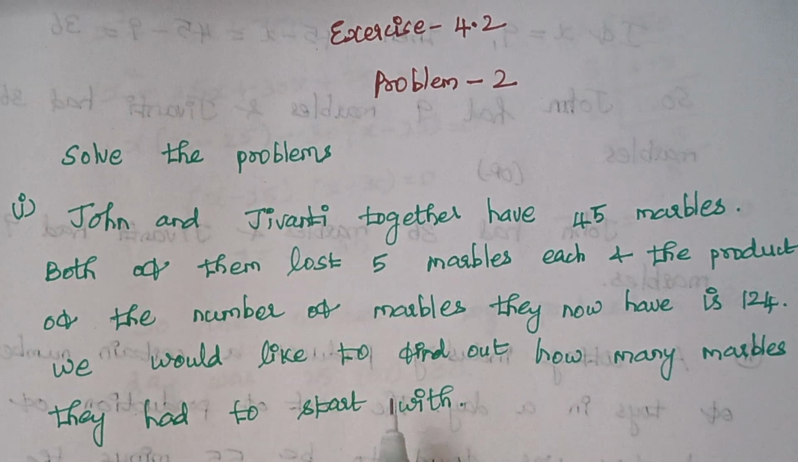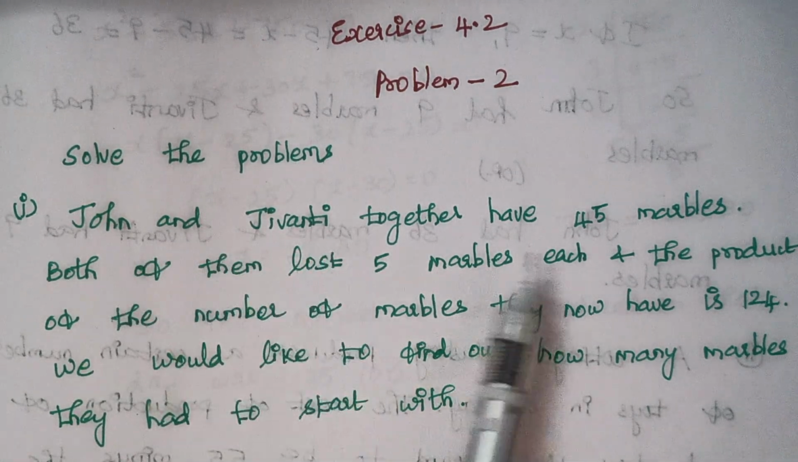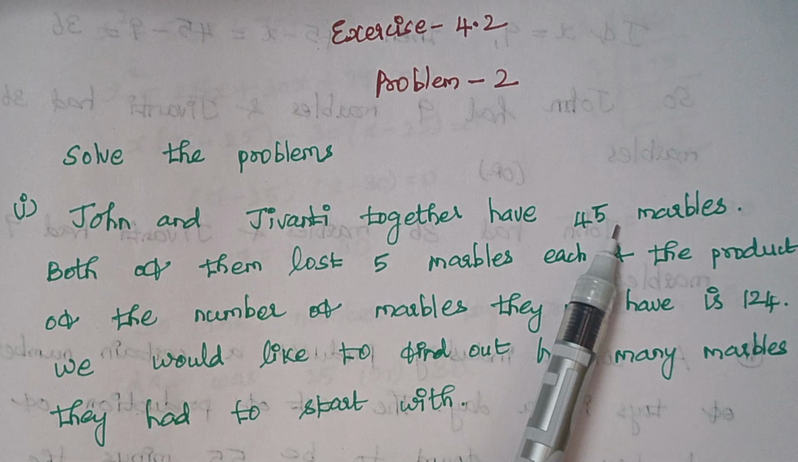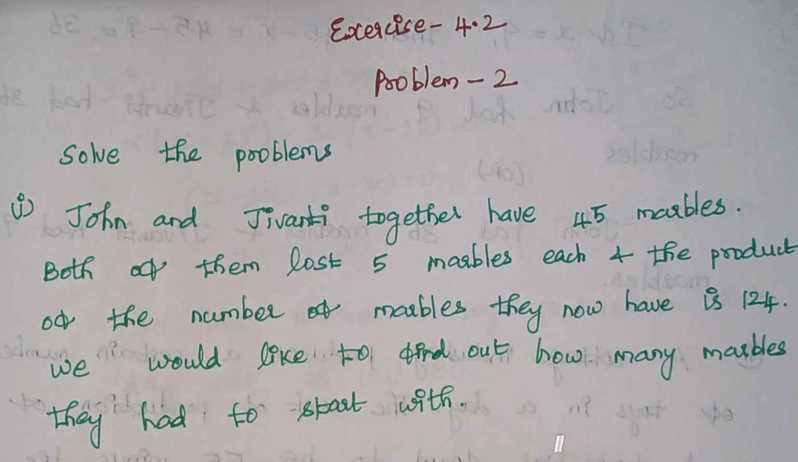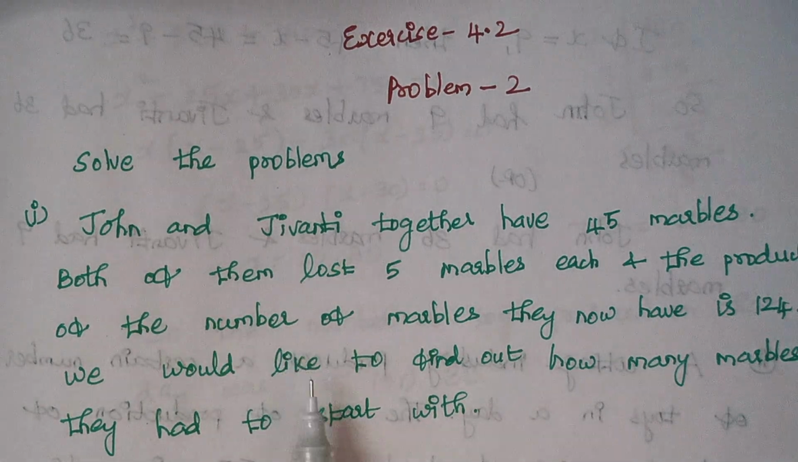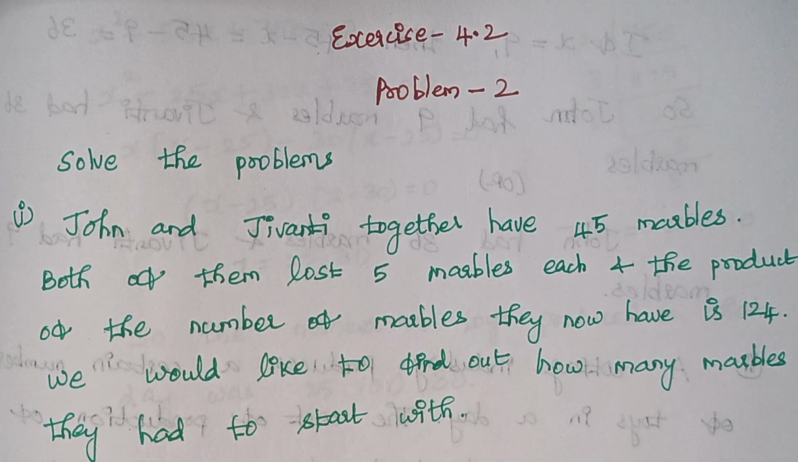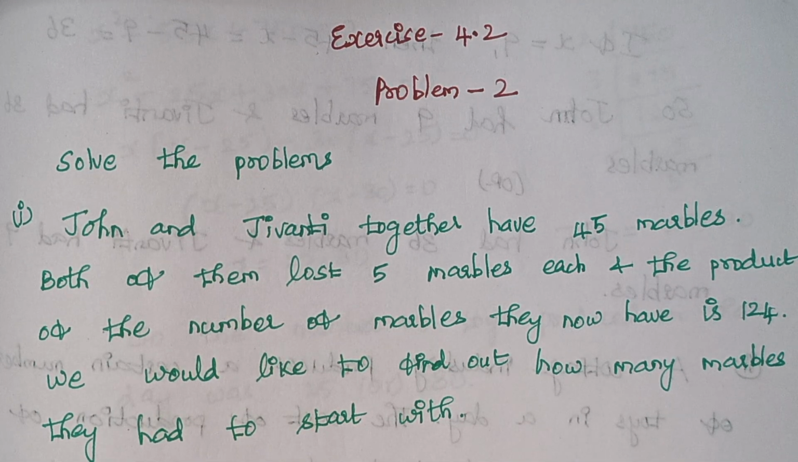So here we have two people, John and Jivanti. They together have 45 marbles initially. Now, both of them lost 5 marbles and the product of the number of marbles they have is equal to 124. So, we have to find how many marbles they initially had.